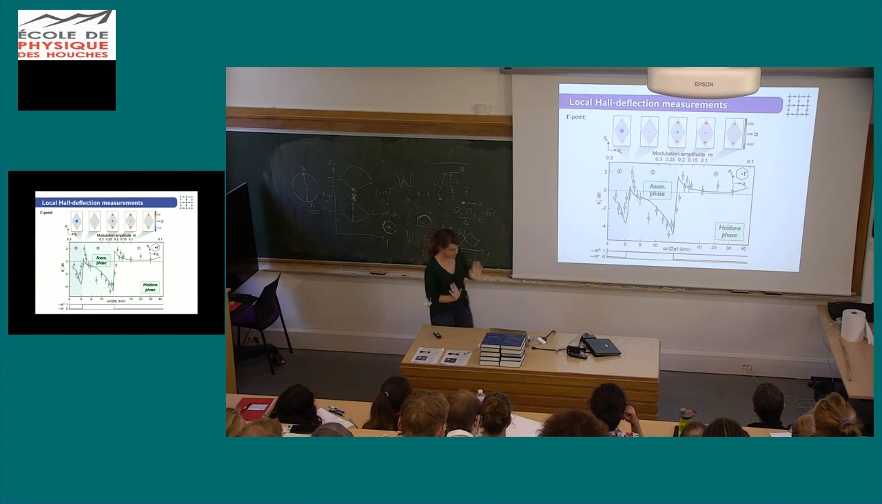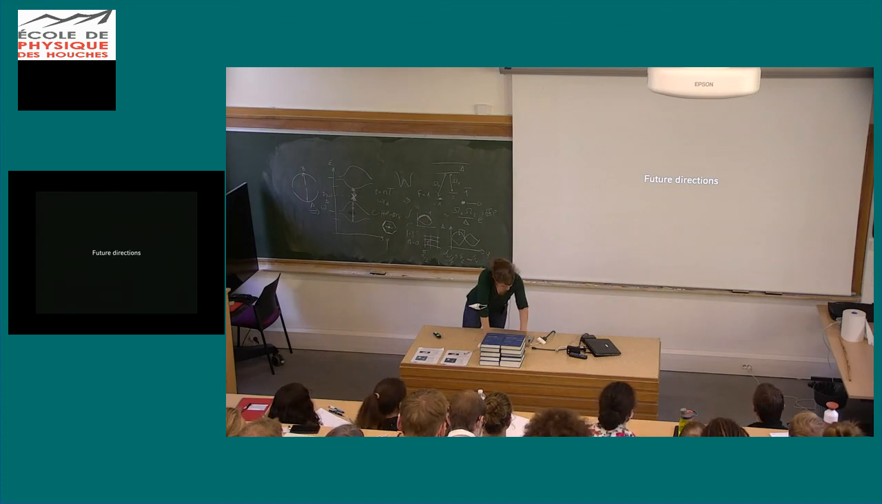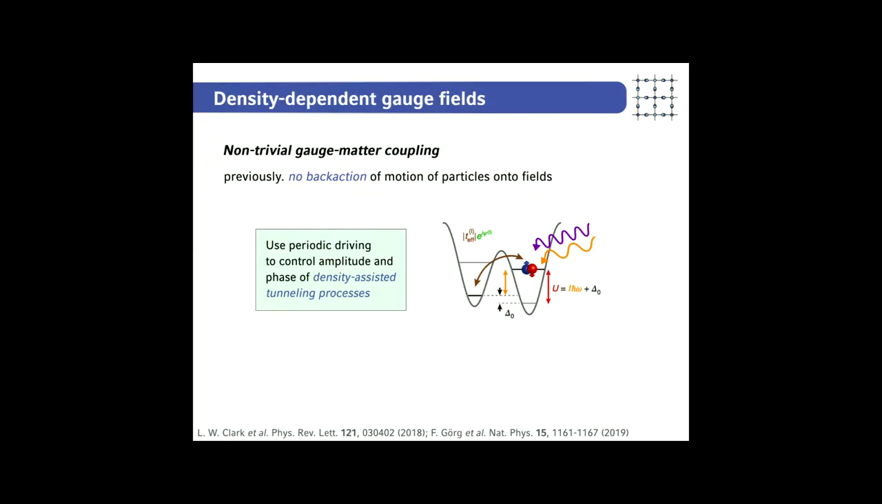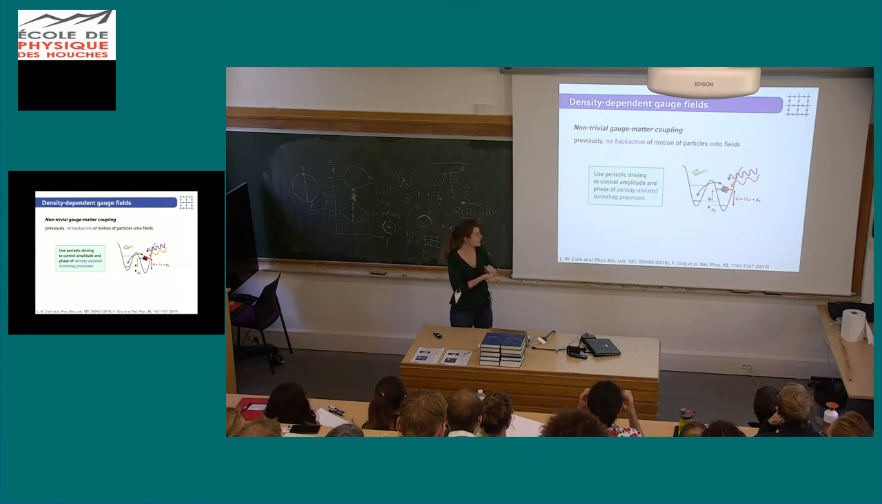Okay, so with this, I'm done. Let me just have two more sentences. I know I'm already over time, but just to tell you what people are thinking about doing now. You could include back action. So we have engineered artificial fields, but if our atoms move around, they don't generate any field. So if you want to have something like that, you can play with density-dependent fields such that if atoms move around, they actually affect the gauge field that you realize with your laser-assisted tunneling techniques.